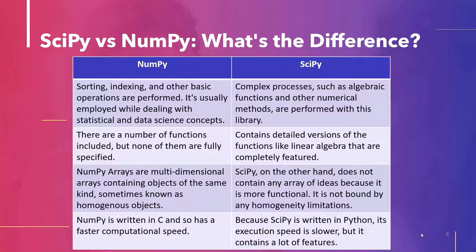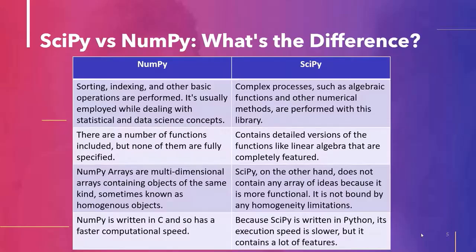NumPy has the concept of an array that stores the same kind of data or objects. Storing the same kind of data refers to the concept of homogeneity. Whereas SciPy doesn't have any concept related to an array. It is based on functions and methods. So it also doesn't have the concept of homogeneity and is not limited to homogeneity.